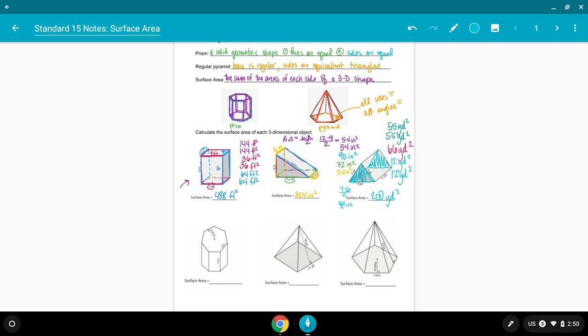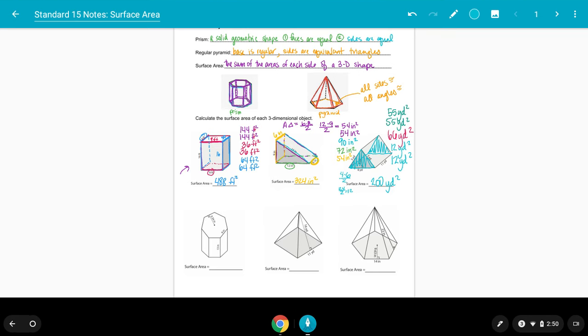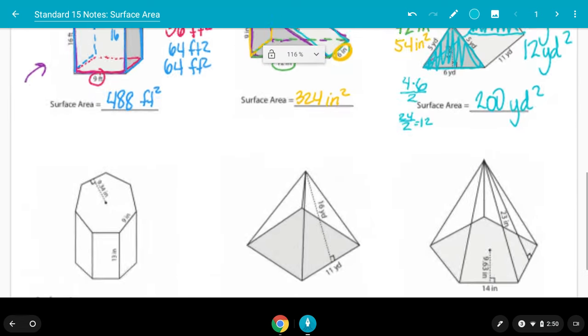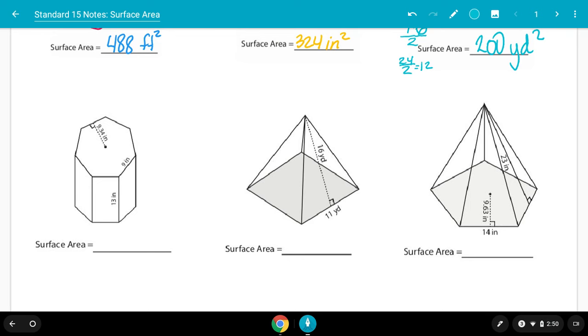All right, this is part 2 of Standard 15 Surface Area, Learning Target 1. We've got a lot going on here. Hopefully this video will be a lot shorter than the last one. Sorry, that went a little long. What we're going to do is continue our practicing of finding surface area of prisms and pyramids.